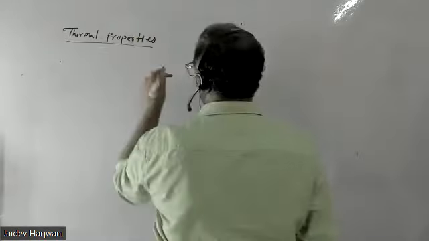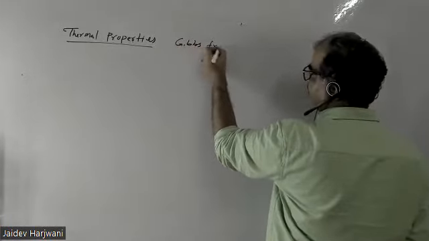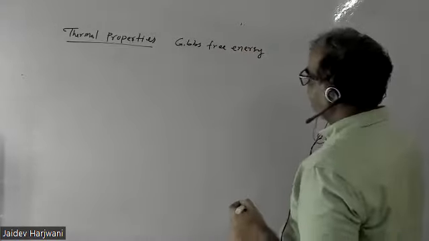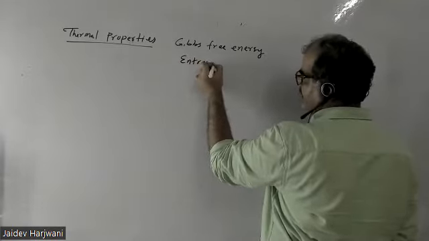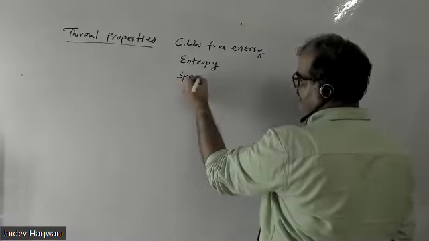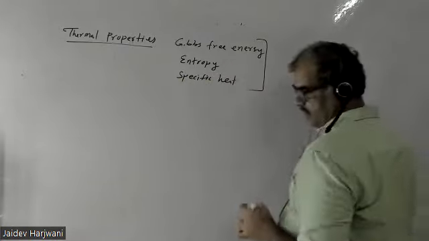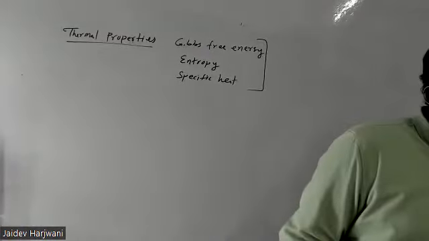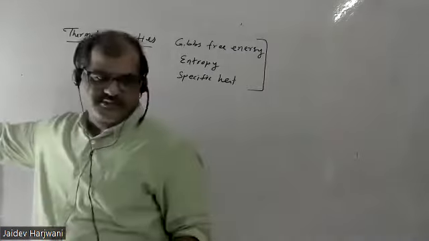Thermal property means, suppose, how the Gibbs free energy changes when you go from the superconducting to the normal state, how your entropy changes, and how it affects your specific heat. So I'm going to discuss these three quantities, and how they change when you go from the normal state to the superconducting state.